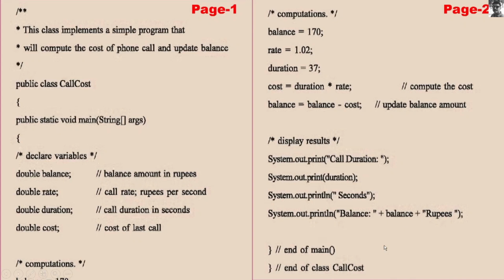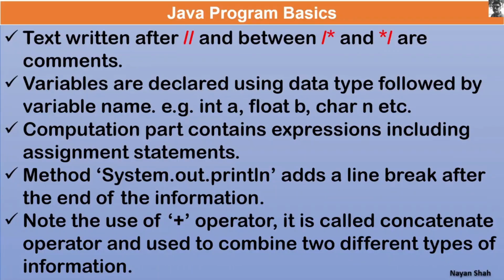This is a very basic program. There are so many things which we have not studied, but because the first program given in chapter 7 for you is this, we discussed it. Let us move further. So what are the program basics? Now let us understand. The text written after double slash and between slash star and star slash are comments. As I said, they are comments.